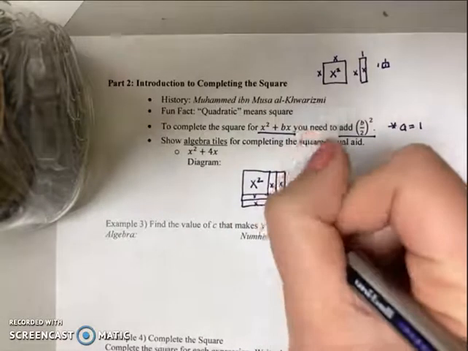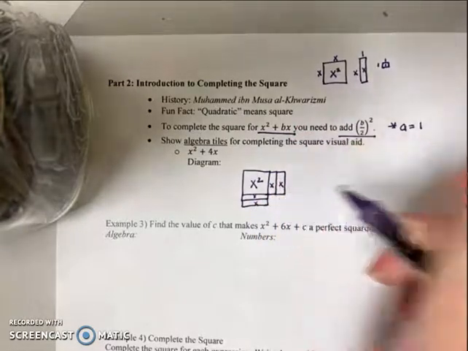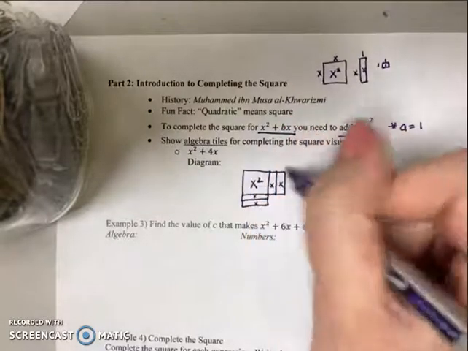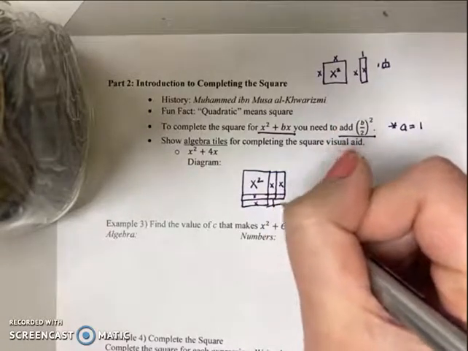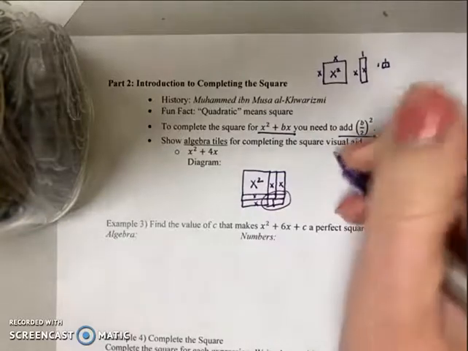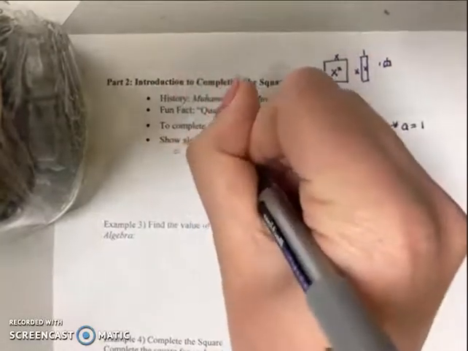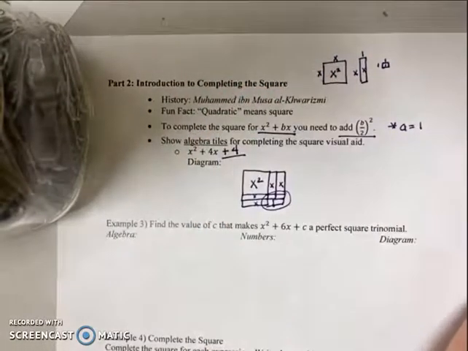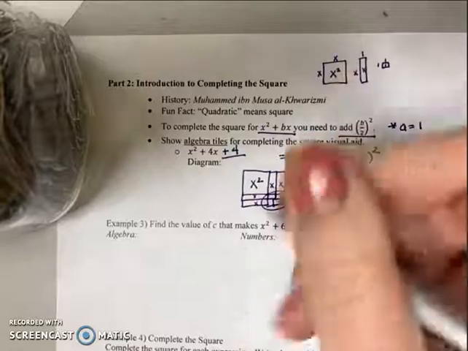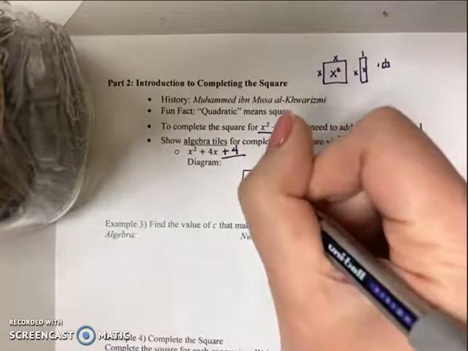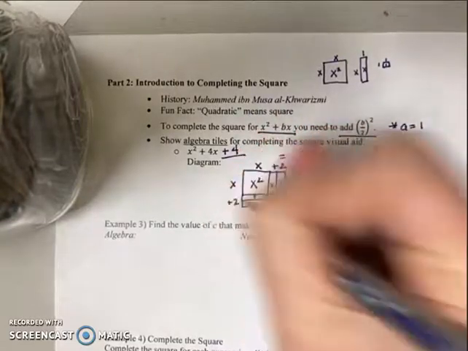So now the question is, how many of those little tiles, the 1 tiles, would I have to add to complete this square that I've created? Well, 1, 2, 3, 4 of them. So really, I would have to add 4 ones. And if I were to write this as a binomial, which you're going to see me doing later on, it would be x plus 2 and x plus 2.